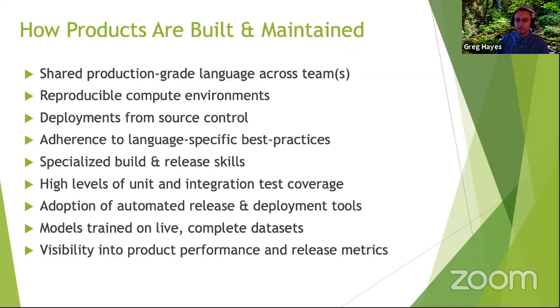We typically employ, when you're building products at scale, specialized build and release skills. You want to automate this process to reduce variance and improve reproducibility. High levels of unit testing and integration testing. You have to be sure that your code does what it's expected to do. There aren't unintended side effects, and that your code integrates with other systems as expected.